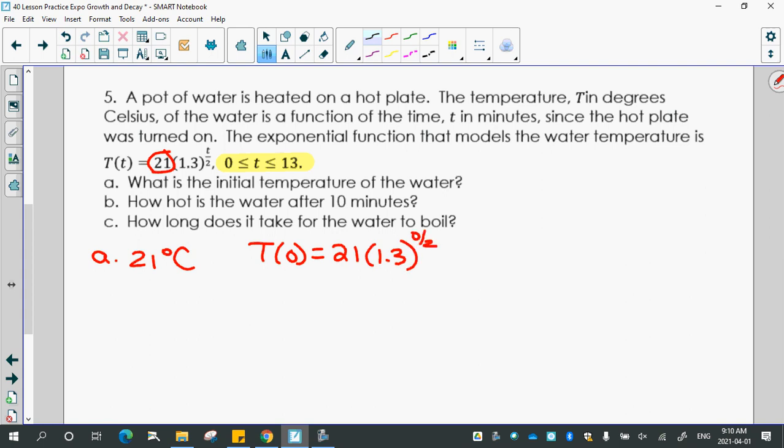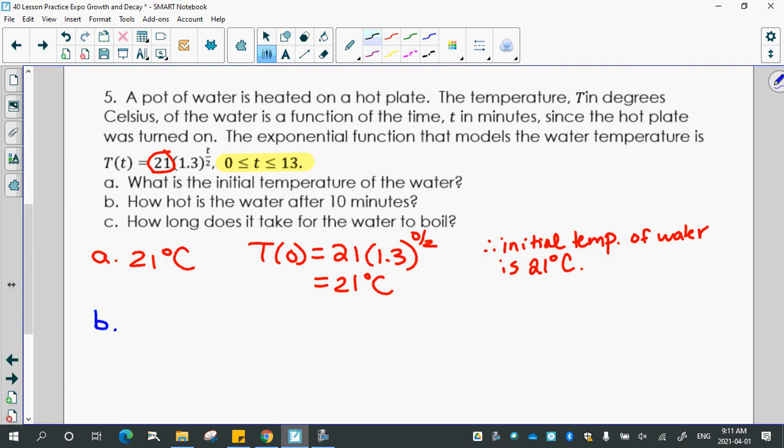Because if you type that into your calculator, any number to the 0 gives you 1. 1 times 21 is also 21. So what is the initial temperature of the water? Therefore, the initial temperature of the water is 21 degrees Celsius. And if you know that it's 21 because you know the structure of the formula, then you don't have to show any calculation. You can just write down what it is. All right, B.